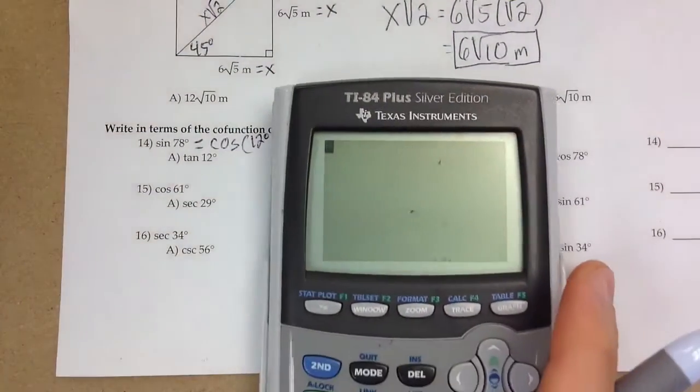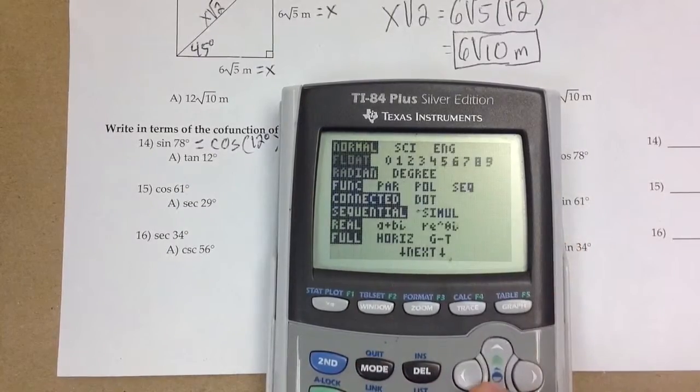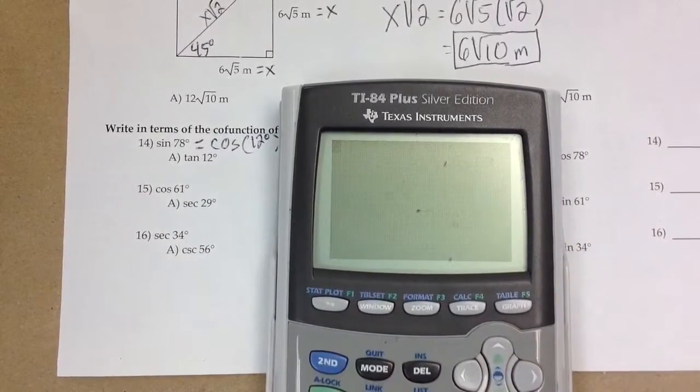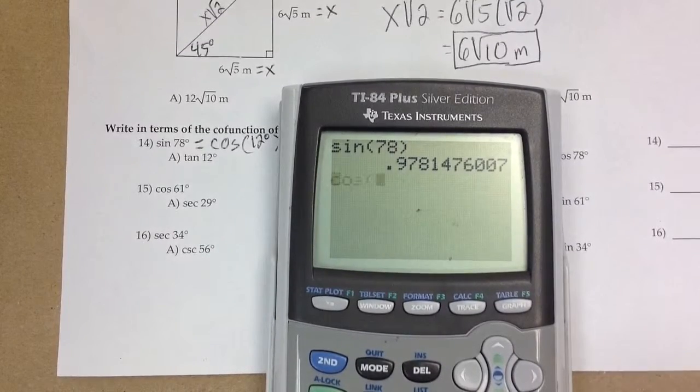Great thing about math is you can prove things to yourself. So if you're in degree mode on your calculator, you can do sine of 78, get a number, and then the cosine of 12. Nice. They're the same.